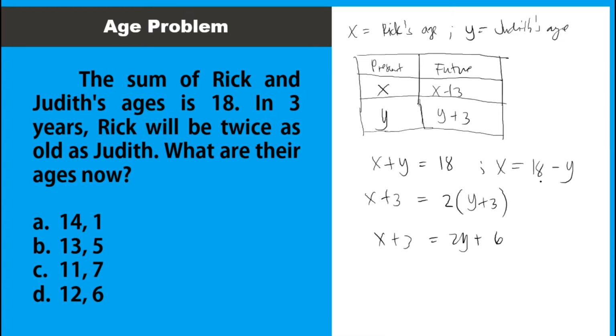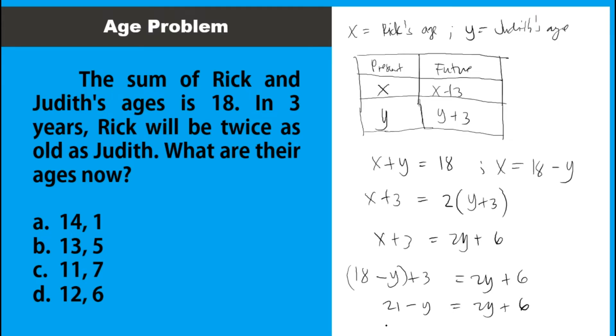You have x, so we can substitute that into our second equation. So you have 18 minus y, plus 3, is equal to 2y plus 6. So you have 18 plus 3, that is 21. So you have 21 minus y, that is equal to 2y plus 6.